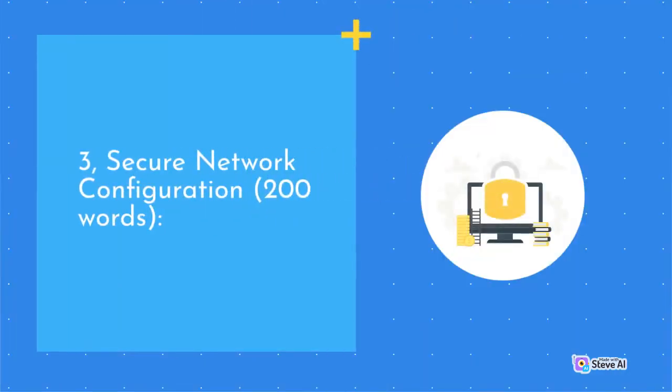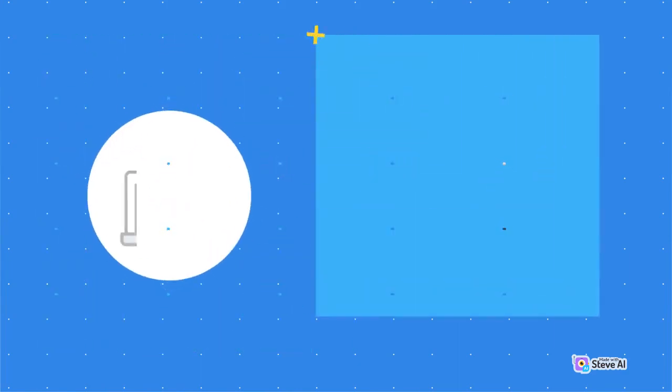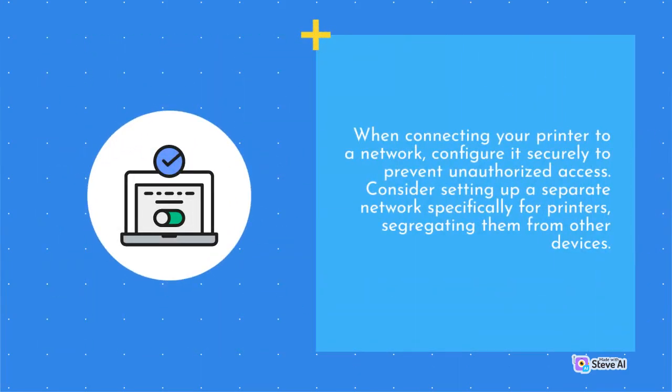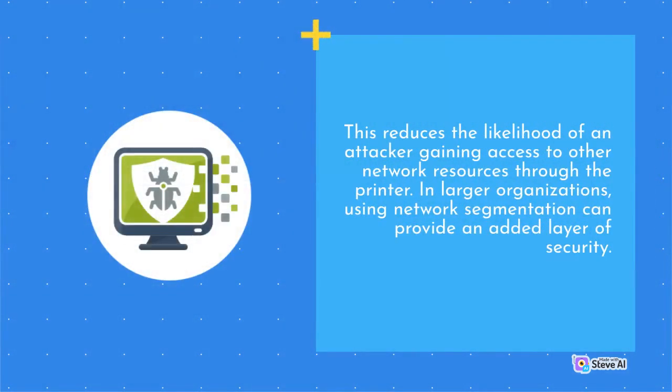3. Secure network configuration: 200 words. When connecting your printer to a network, configure it securely to prevent unauthorized access. Consider setting up a separate network specifically for printers, segregating them from other devices. This reduces the likelihood of an attacker gaining access to other network resources through the printer. In larger organizations, using network segmentation can provide an added layer of security.